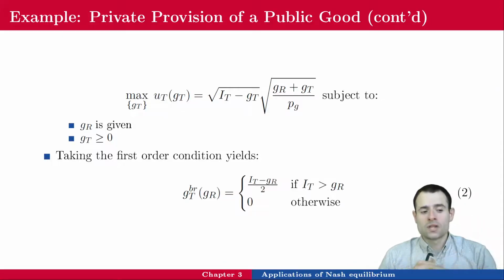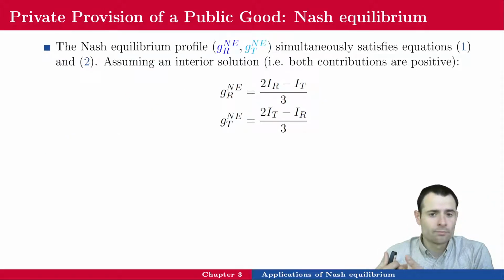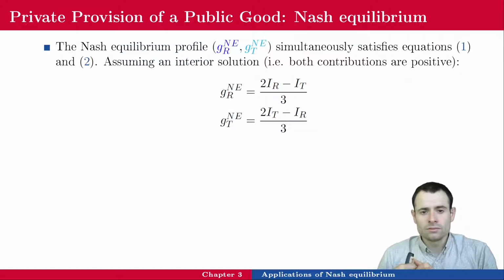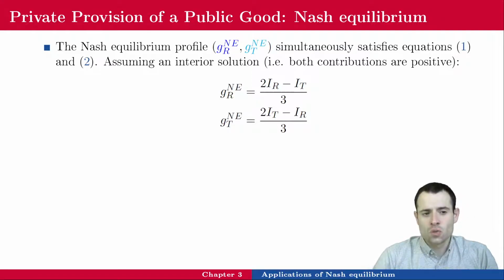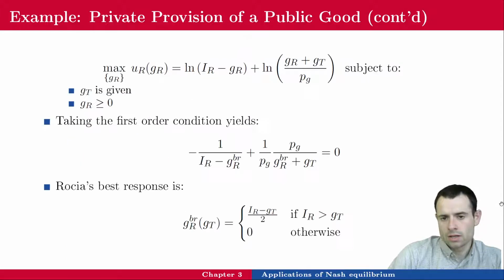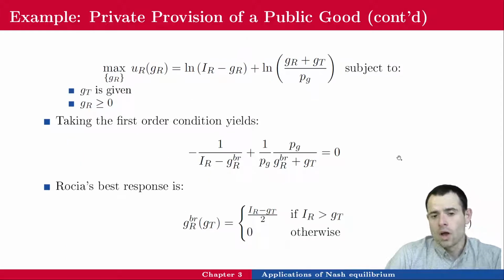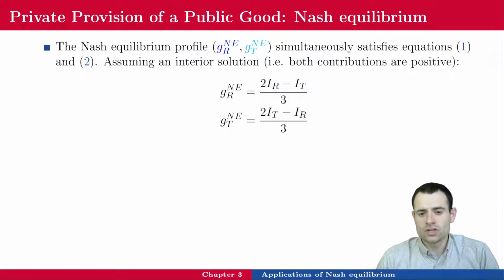Now, we have our two best responses. It is time to solve for the Nash equilibrium. The Nash equilibrium profile, GRNE, GTNE, simultaneously satisfies equations 1 and 2. This one here is equation 2, and this one here is equation 1. So both best responses are satisfied at the same time. It's a system of equations, two unknowns. I talked about Cournot solutions. I'm going to assume that both contributions are positive. In fact, I know they will be because I chose the numbers.